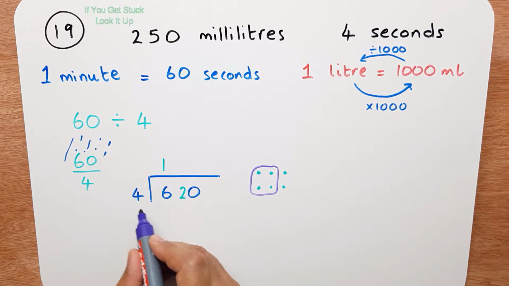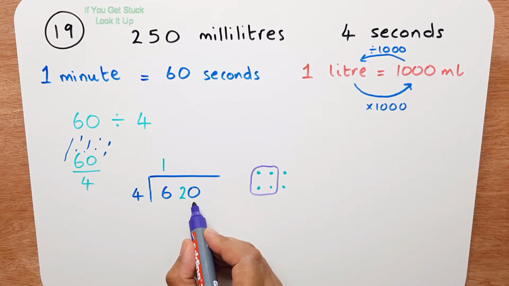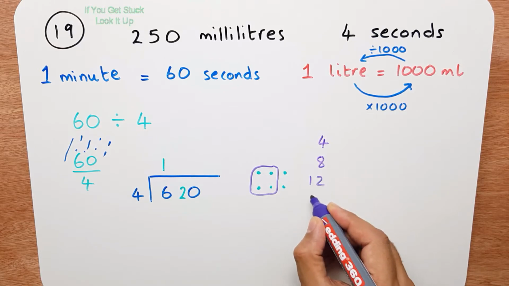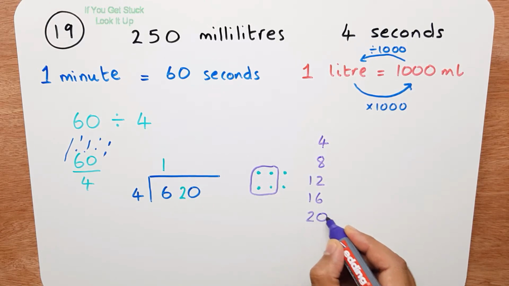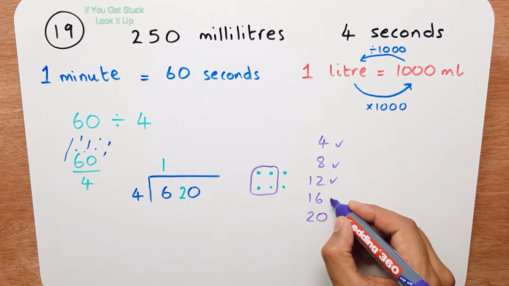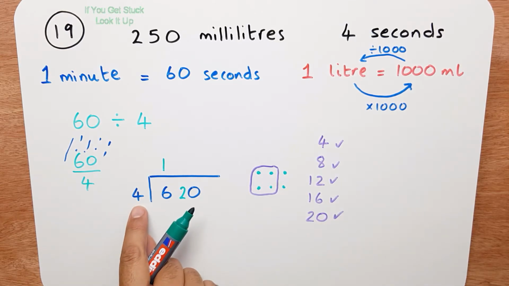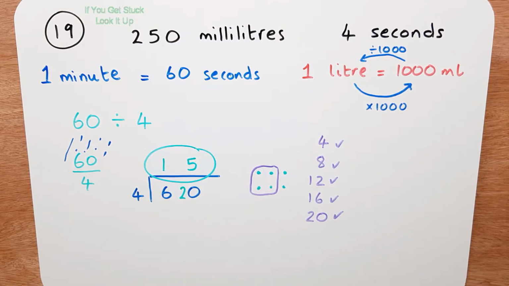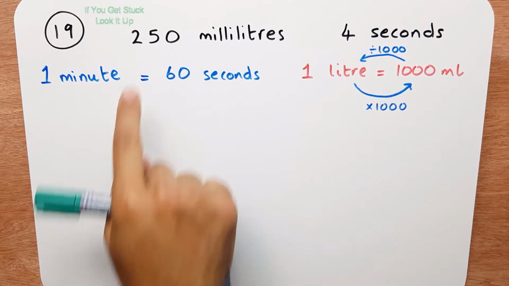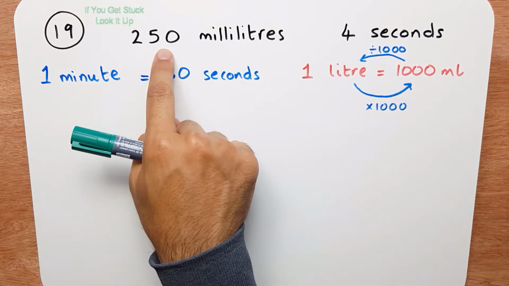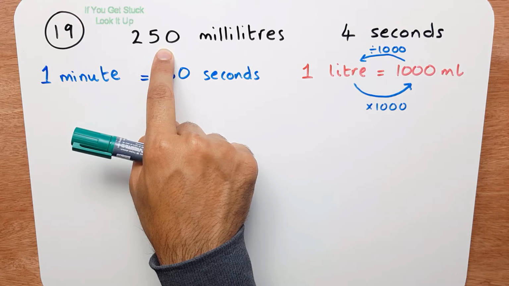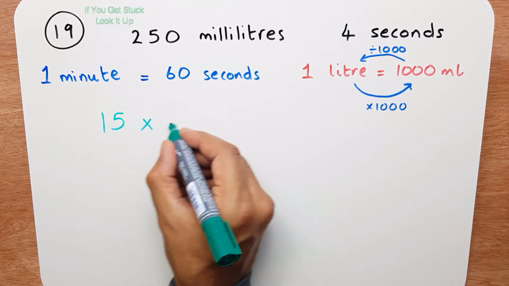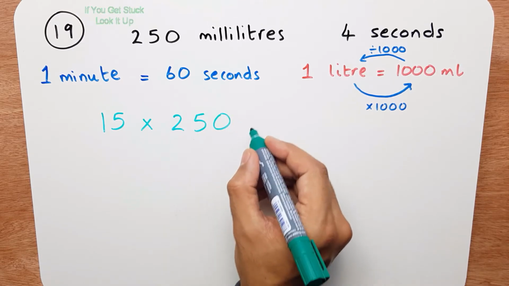Now, how many 4s are there in 20? Now this is where you need to know your times tables. 4, 8, 12, 16, 20. 1, 2, 3, 4, 5. So how many 4s are there in 20? There's 5. So our answer is 15. So we know that there's 15 lots of 250 milliliters that the machine pours out every minute. So we need to do 15 lots of 250.